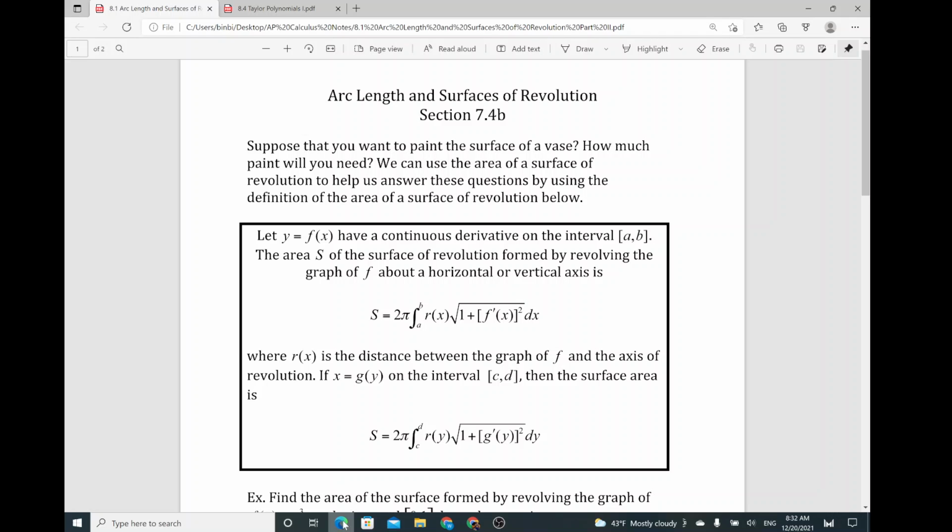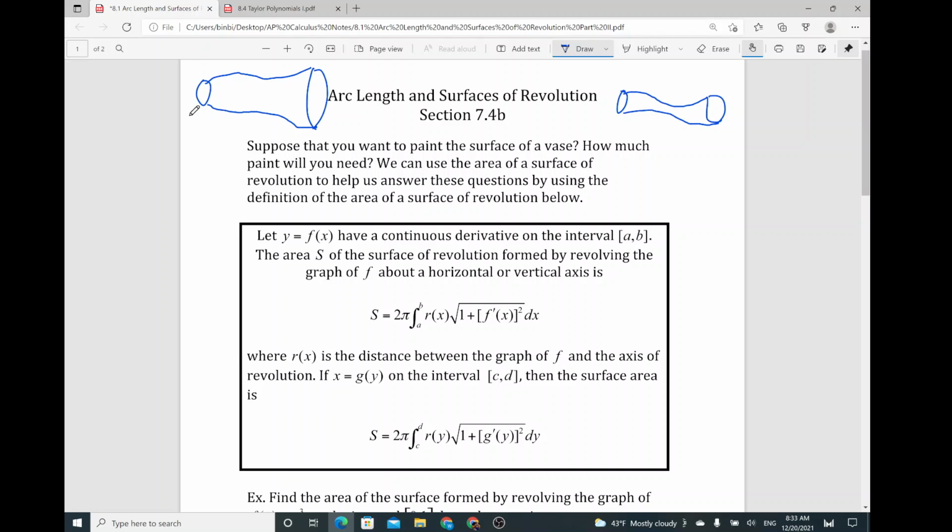So suppose that you want to paint the surface of a vase. Let's say that we do have a vase like this. It looks like this one. This one is not very artistic, so let me draw one that is better. Let's say you want to make the vase, for the flower, and how much paint would you need?